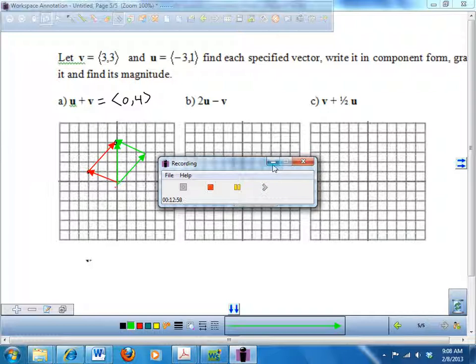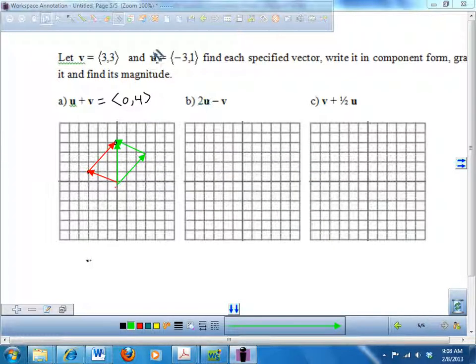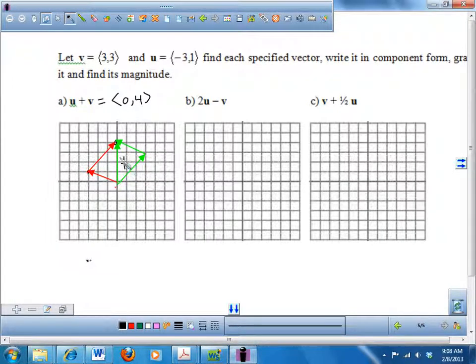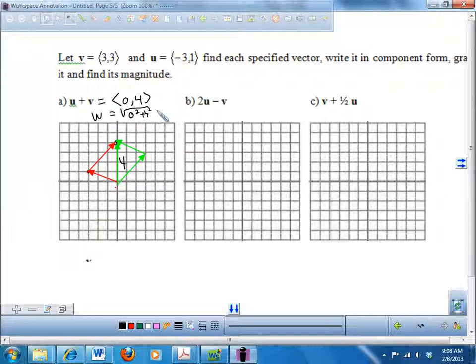So if I want to do something like 2u minus v, oh, and it says find its magnitude. Well, in this case the magnitude is just 4, but if I want to find that algebraically, I take the square root. Let's call the resultant vector w. So w would be the square root of 0 squared plus 4 squared, which is equal to 4. It says graph it and find its magnitude.